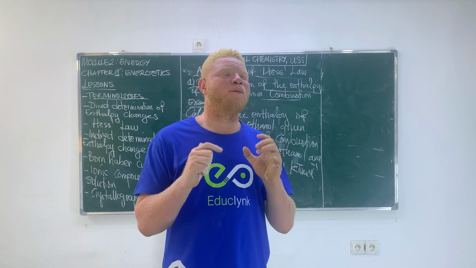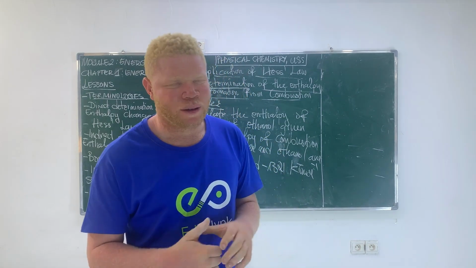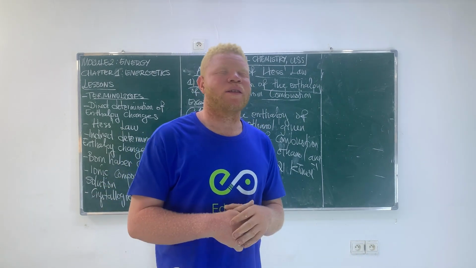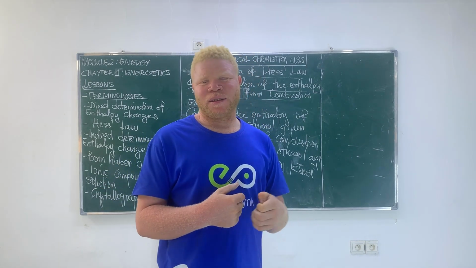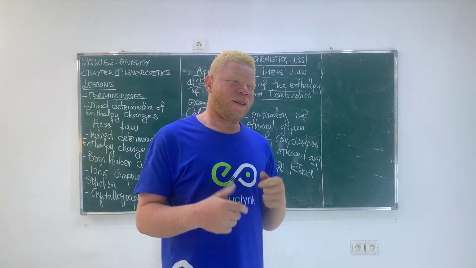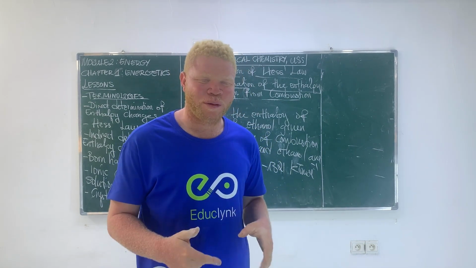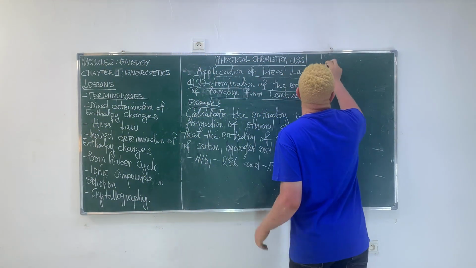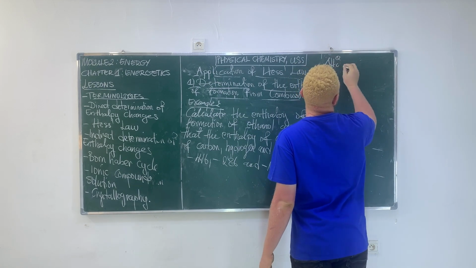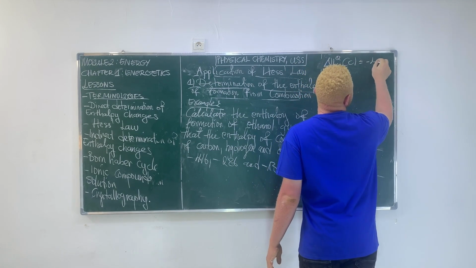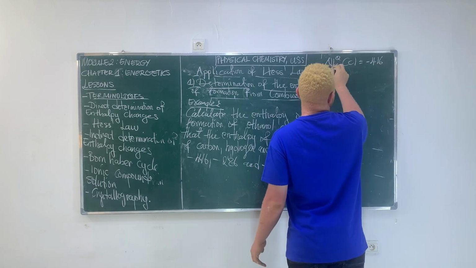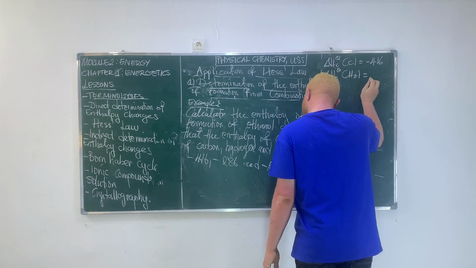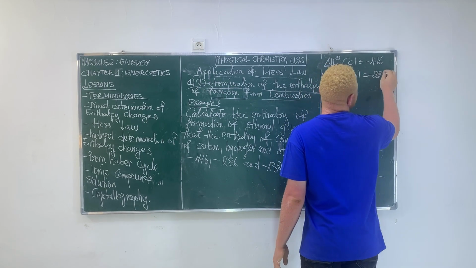Remember, step 1: you should write the balanced equation. Here it is the formation of ethanol. But before you even write this, you need the formula of ethanol, so that's where the problem starts. Let's take down the data. The enthalpy of combustion of carbon is minus 416, and the enthalpy of combustion of hydrogen is minus 286.